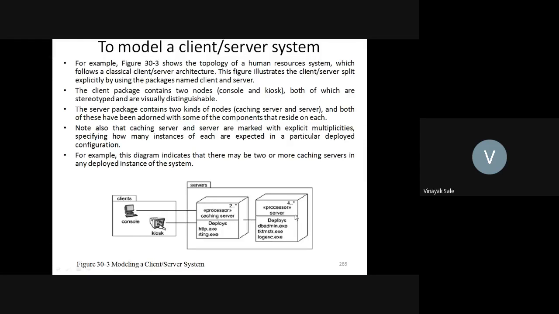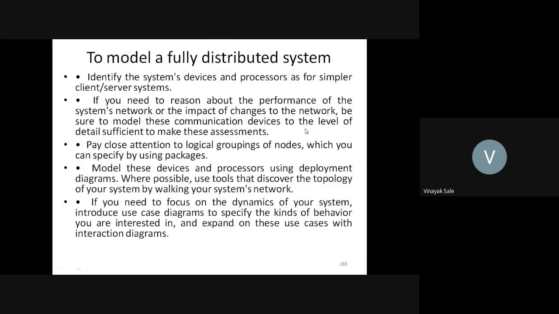So, the caching server and processing server deploy different operations, and these are the clients such as kiosks and consoles. These are the clients. The client package contains two nodes, both of which are stereotyped and visually distinguishable, whereas the server package contains two kinds of nodes, and both have been adorned with some components in each.